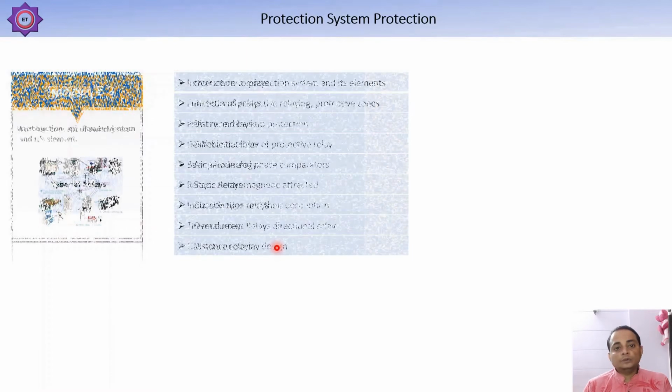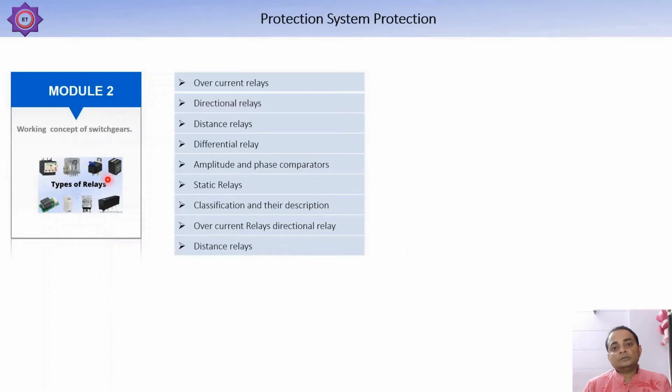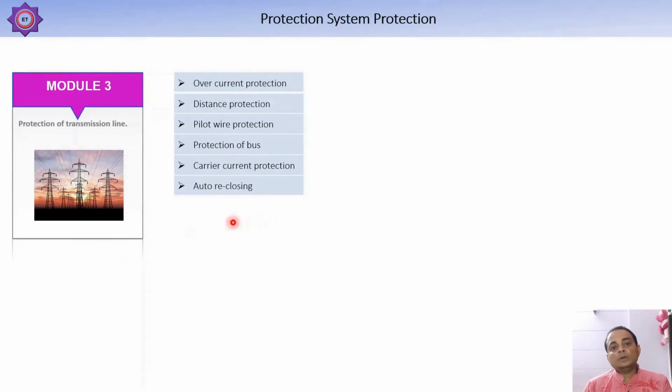While in module 2, we will deal with different types of relay such as overcurrent relay, differential relay, distance relay, comparators and static relay and their types. In module 3, we will learn about the different types of protection scheme for transmission line such as overcurrent protection, distance protection, pilot wire protection, protection of bus and bus bar, carrier current protection and concept of auto reclosing.